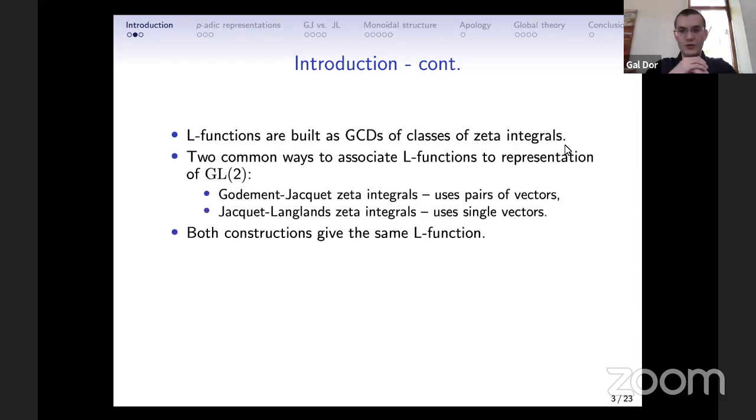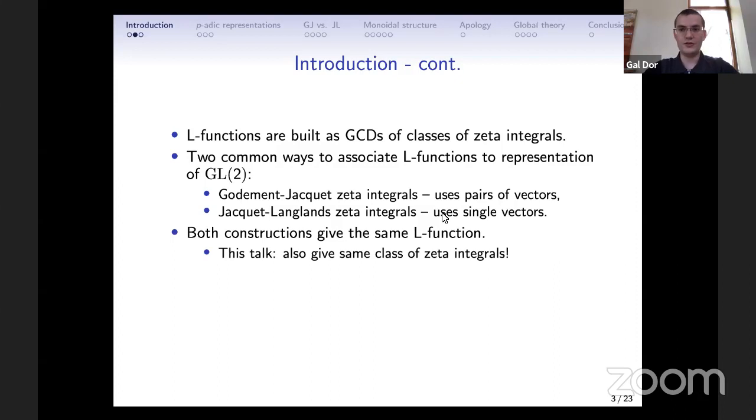Now, even just when we look at GL2, which is maybe the simplest case, there's not just one way to produce these zeta integrals, but there are actually two very different kinds of formula. Probably there are more, but these are the main ones that people usually talk about. The first one is Godement-Jacquet zeta integrals. They take pairs of vectors from the representation and some test functions. And Jacquet-Langlands zeta integrals just use a single vector from the representation. So you have these zeta integrals that are very different. They use very different data. And somehow the L function that they end up with is the same L function that we associate to our automorphic representation.